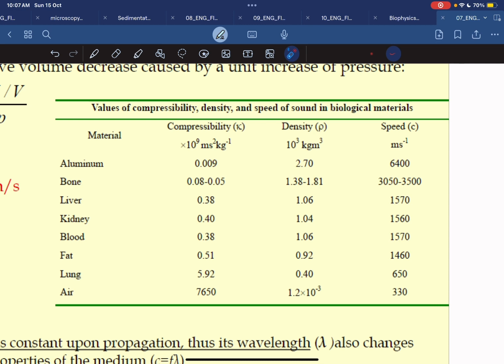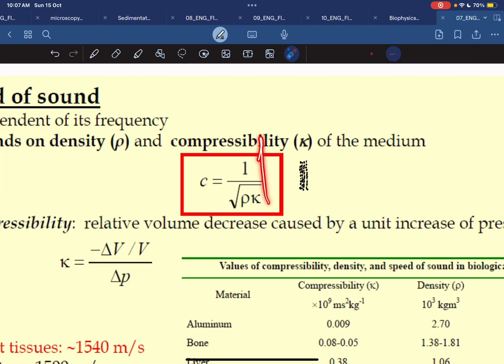Now let's take something like lungs. It has decent density, I guess. The compressibility is not even respectable, bro, 0.40. But you can see how this, in relation to this, is so much higher, right? So because the compressibility is so high, the speed is low. If the compressibility is high, the speed becomes low.